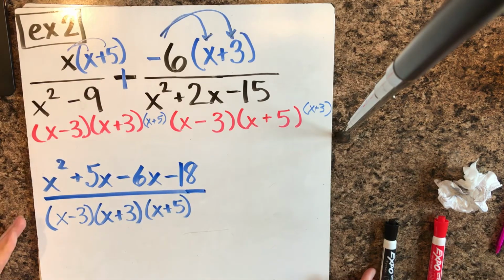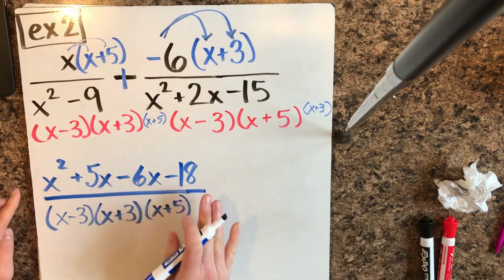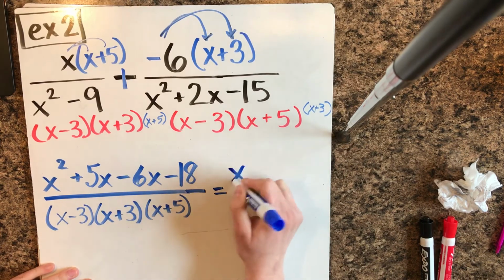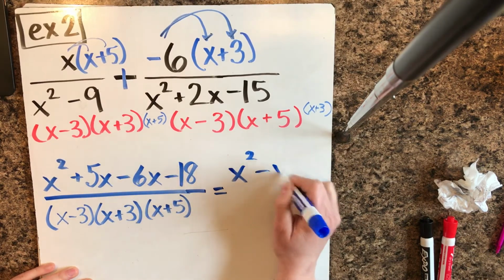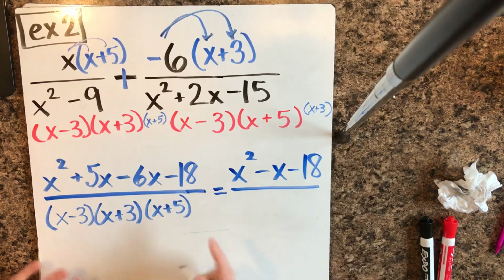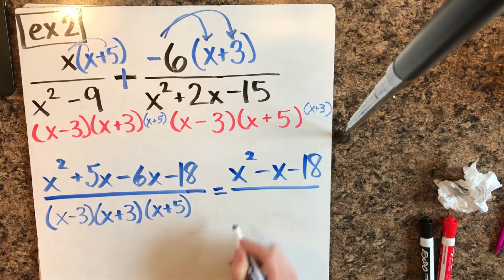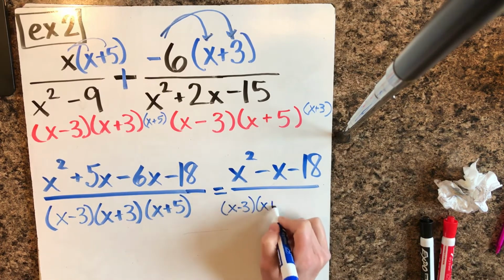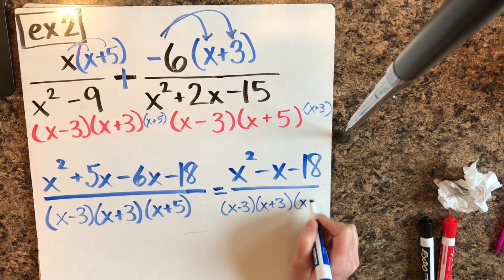Okay? So here I am. I have to combine like terms. These two things in the middle are definitely alike. So on top, I'm going to get x squared minus 1x minus 18. My denominator is just going to be exactly the same as over here. I'm going to try and squeeze it in. X minus 3, x plus 3, and x plus 5.